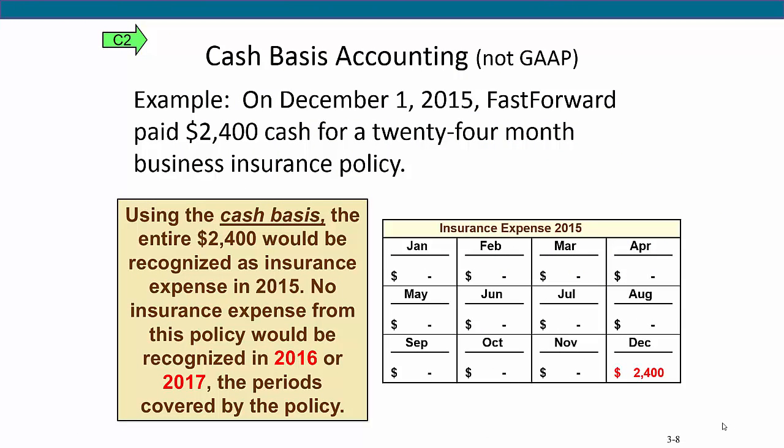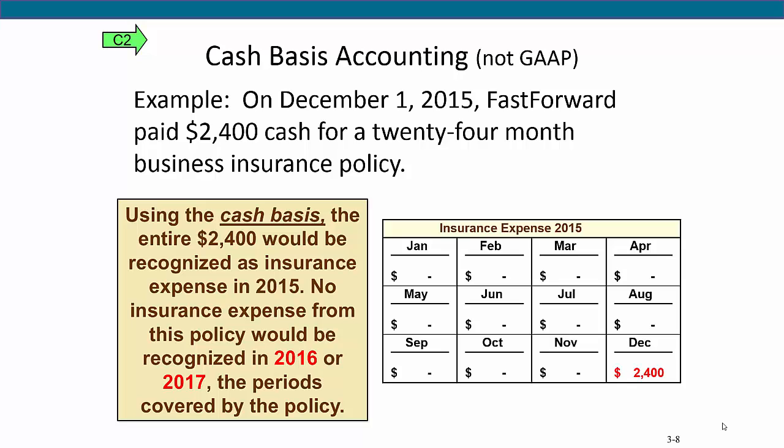So here is an example of why the cash basis does not provide accurate information financially. This example isolates one expense, insurance. On December 1st, 2015, assume Fast Forward Company paid $2,400 in cash for a 24-month business insurance policy. If this information is reported using the cash basis of accounting, the entire $2,400 would be recognized as an expense in 2015, even though the policy provides protection for 2015, for 2016, and for 11 months of 2017.